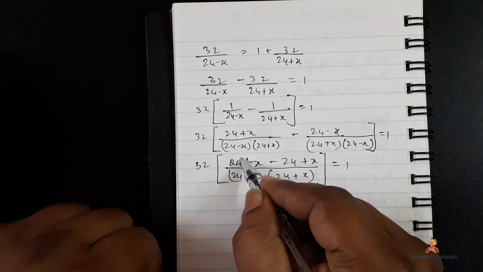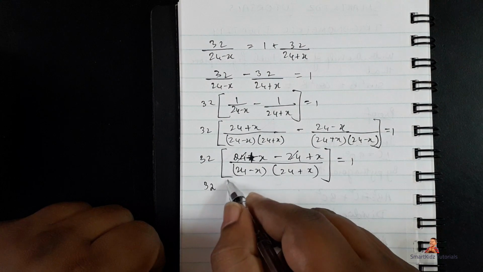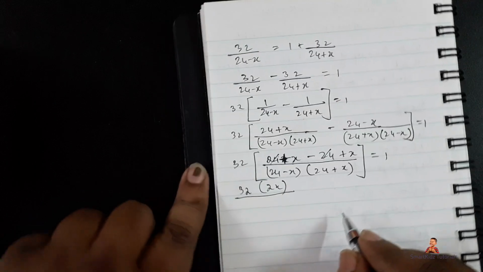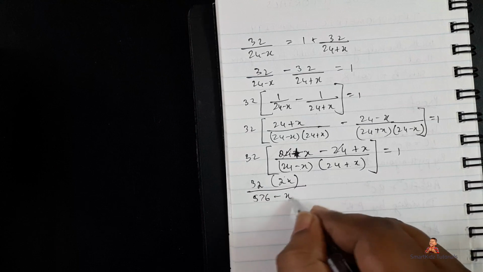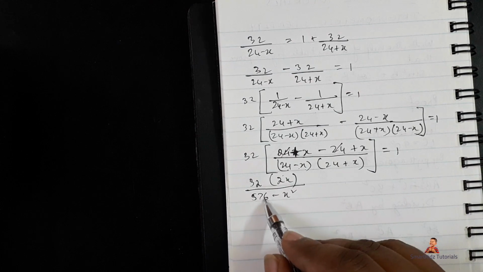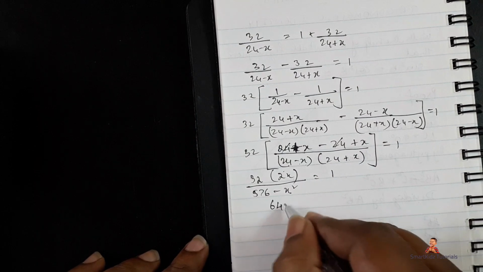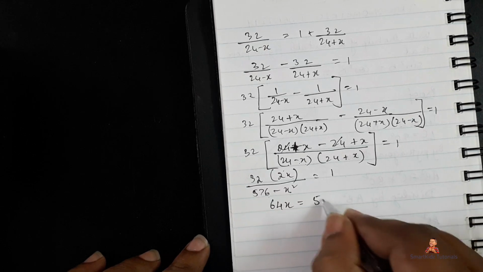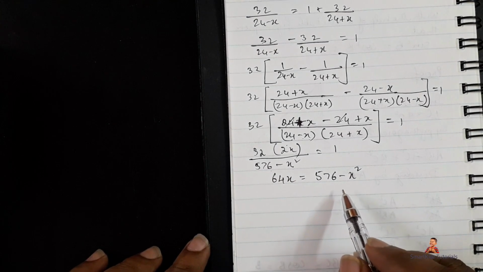Next, 24 and negative 24 will cancel, and we'll be left with 32 into x and x, which gives us 2x, whole thing upon 24 into 24, which gives 576, minus x into minus x, that is x square. So this is in a minus b into a plus b form, which gives us a square minus b square. This is equal to 1. 32 into 2 gives 64x, and we multiply 576 minus x square with 1 over here. So the signs do not change because this is a multiplication operation.